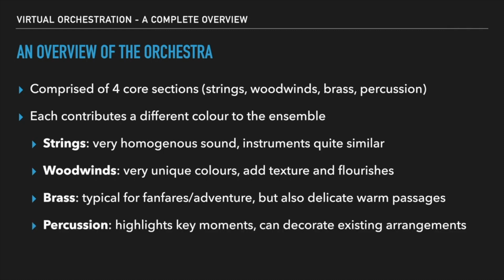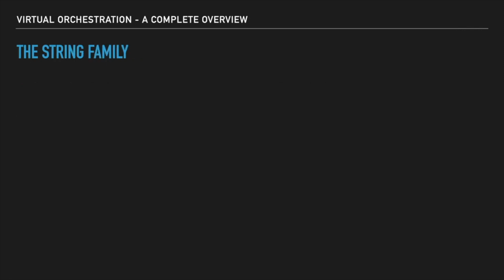And then finally, you get the percussion section, which is typically used to highlight key moments in an arrangement or in a piece. And they can also just decorate existing arrangements, like maybe you want a little tinkle here and there, or you want the occasional thump. They don't necessarily have to keep things in time, but maybe they're just decorating the arrangement. So very versatile, the orchestra in general, but just so you know, these are some typical uses for these sections. So let's talk about each section in a little bit more depth. Let's start with the strings.